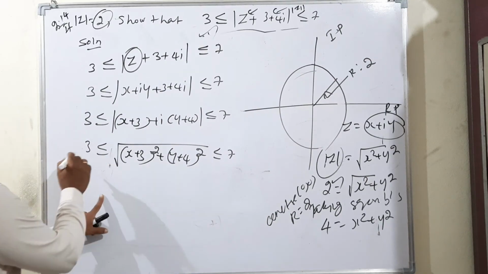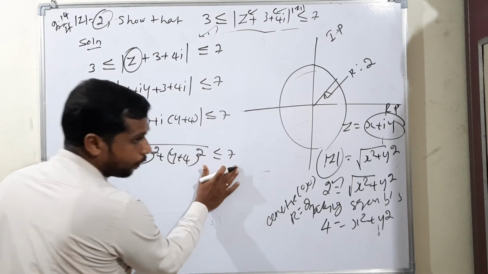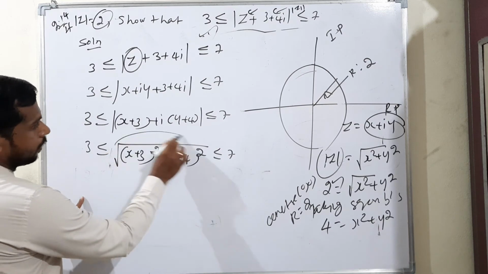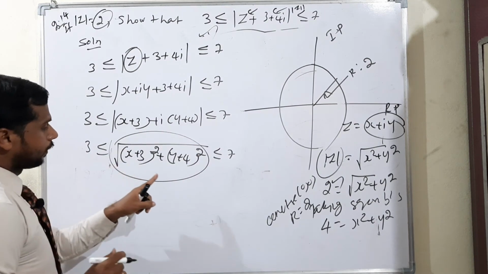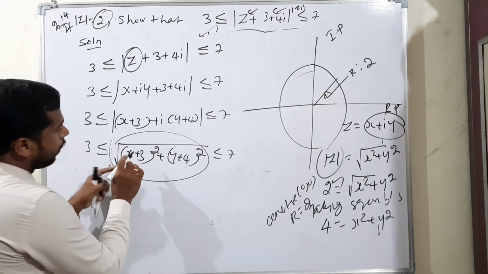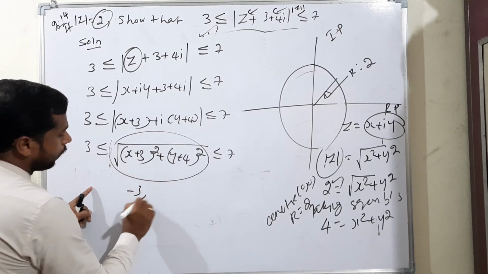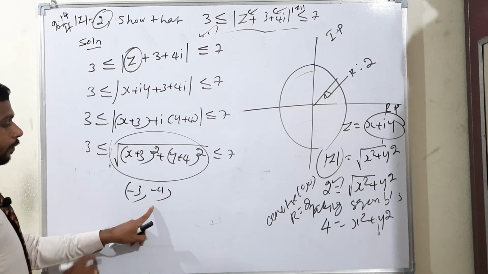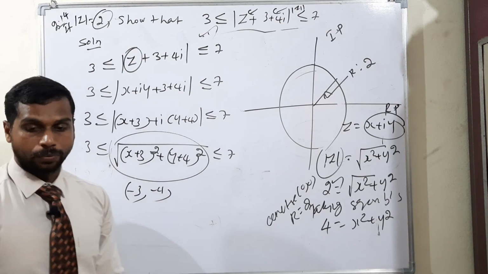So here they are saying minimum 3, maximum 7. I will show it on the Argand plane. The center comes from the terms, and the radius from the part. Center 0 comma 0 means the center of the term; if you do it, the opposite sign will come. x plus 3 means minus 3 will come, and plus 4 means minus 4 will come. Now we can plot this with minus 3 and minus 4.